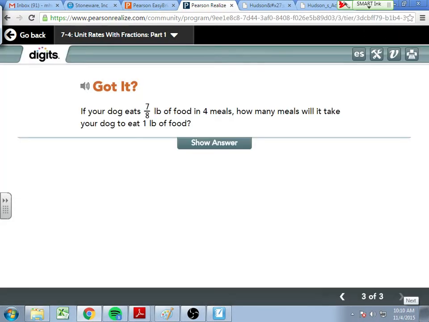Now, be careful. These are the same exact values, but it's not the same exact problem. Solve it on your own.